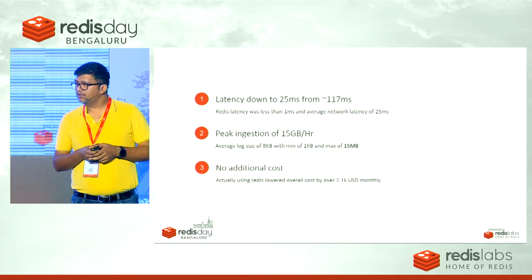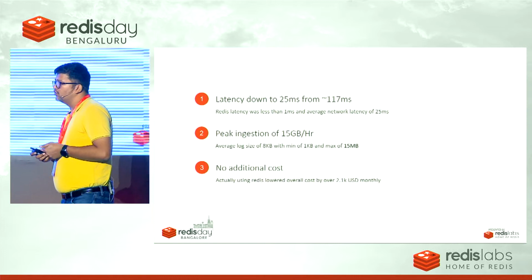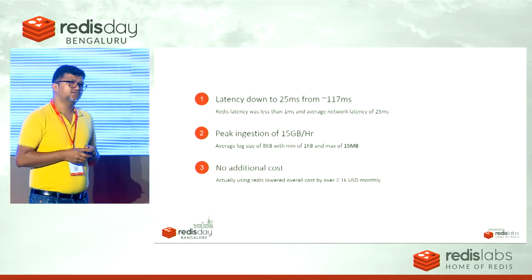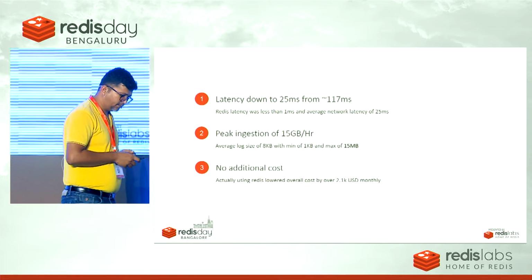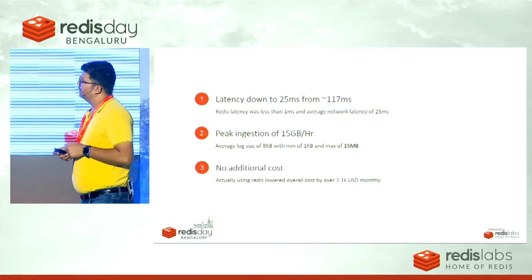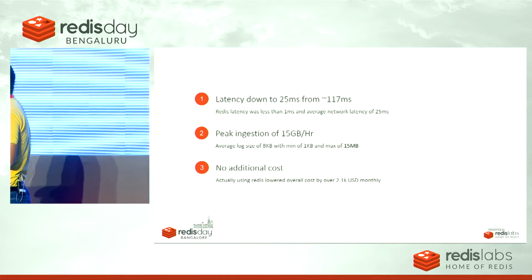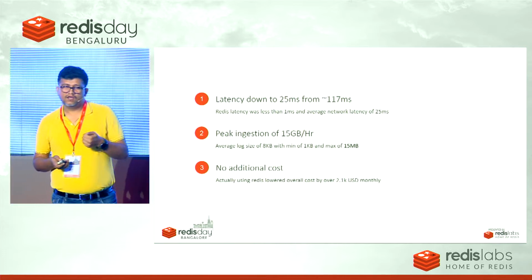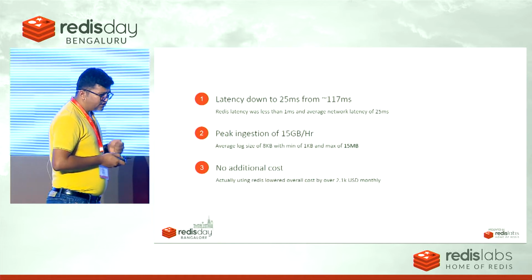Redis, at that instant, we were having ingestion of more than 15 gig per hour, which was close to 600 logs getting pushed every second to our Redis instance. Also, the best part, even from a business perspective, was that even though we were running a new Redis cluster, practically it was not additional cost altogether, and actually it lowered down our cost. So how actually did that happen?